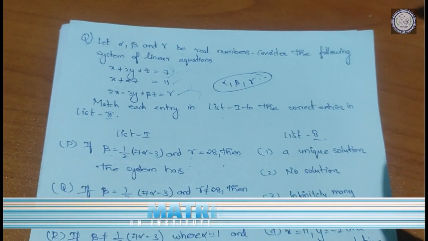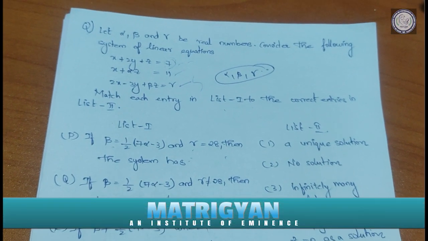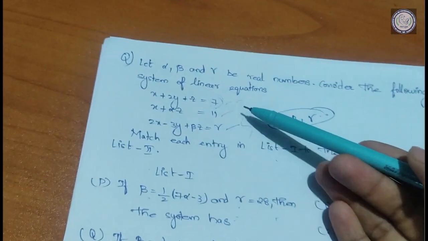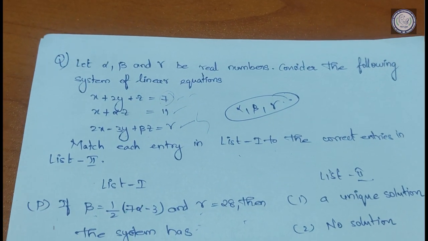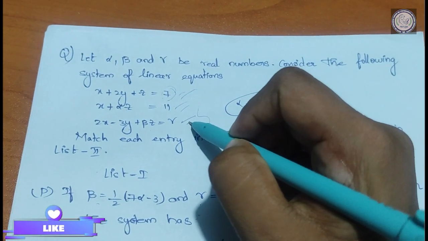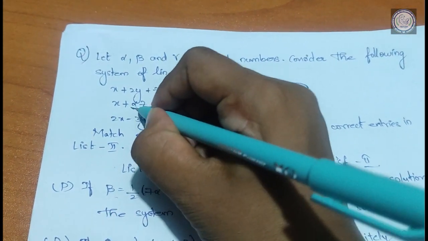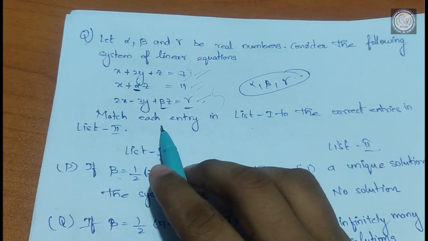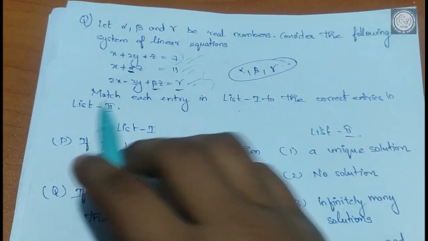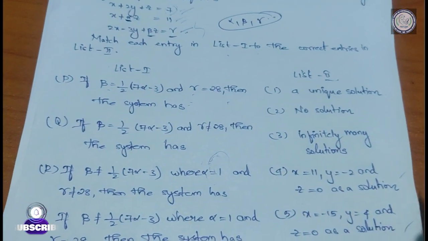Let us solve a previous year JEE Advanced question on system of linear equations. First, let me go through the question briefly. There are three systems of equations given and there are three parameters, namely alpha, beta and gamma. They asked us to match each entry in List 1 to the correct entries in List 2. You can go through List 1 and List 2.